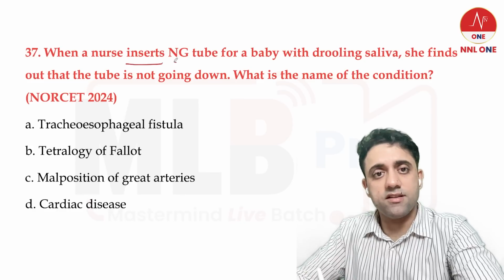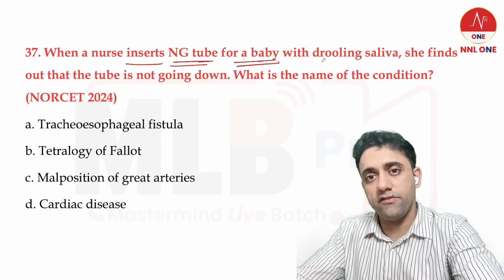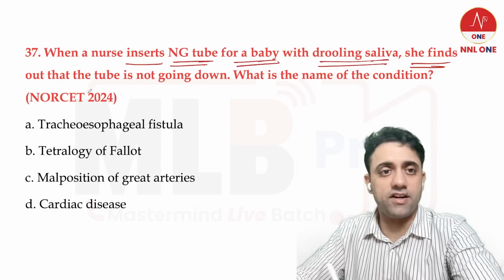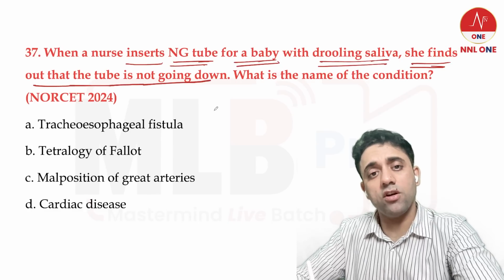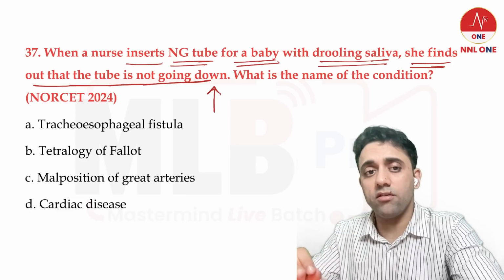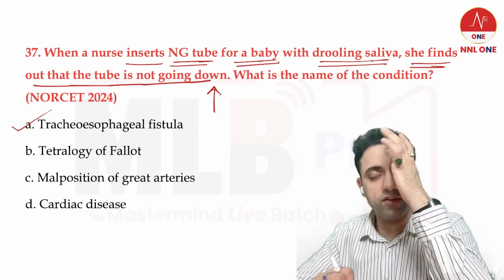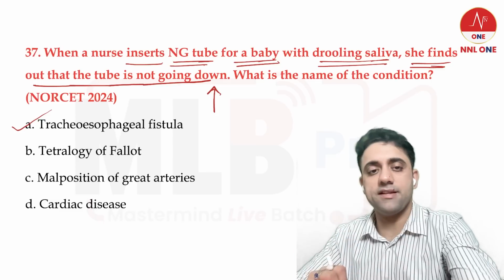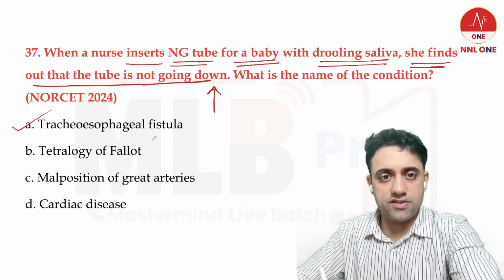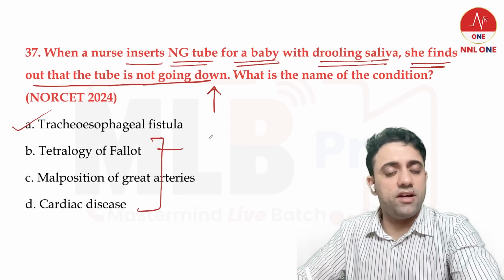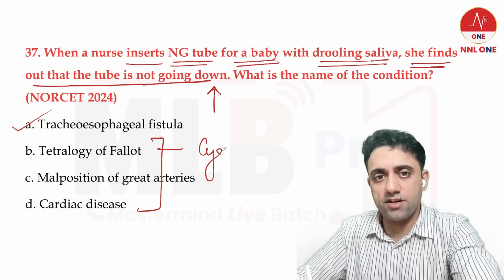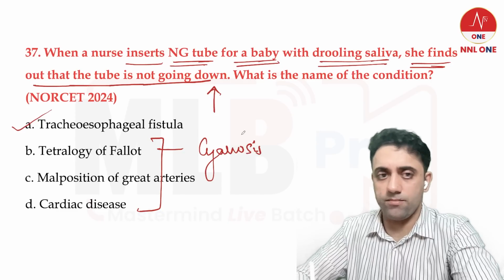When a nurse inserts a nasogastric tube for a baby with drooling of saliva, she finds that the tube is not going down. Why is the tube not going? Because obviously there is coiling of the nasogastric tube. The best answer is tracheoesophageal fistula, because tetralogy of Fallot doesn't present like this, and the patient will have cyanosis and all those problems.